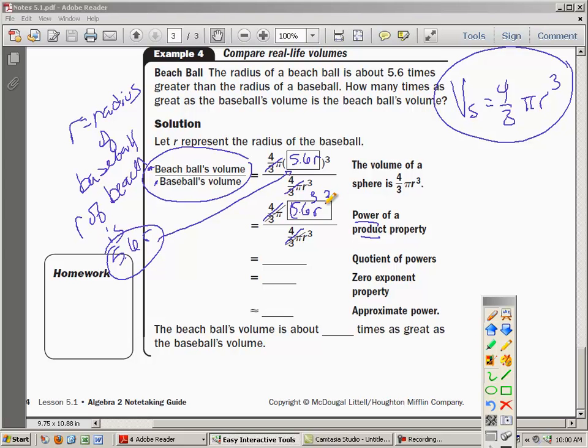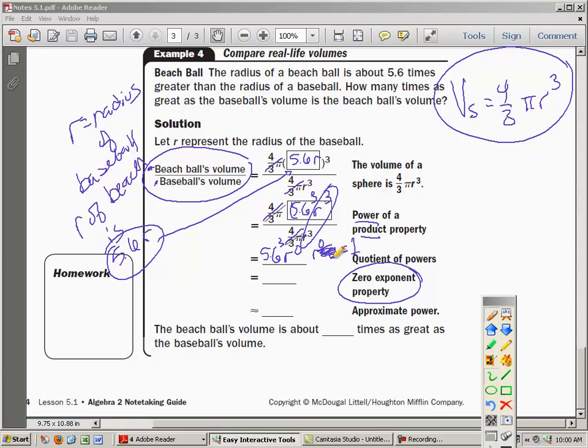Now 5.6 to the third power, we're just going to leave that as 5.6 to the third right here. And then we have r to the third over r to the third. Well, same base, right? Same base, and so we subtract the exponents. This becomes r to the 3 take away 3, which is 0. Now, the zero power property says anything to the zero power, r to the 0, is equal to 1. Remember, anything to the zero power is 1.